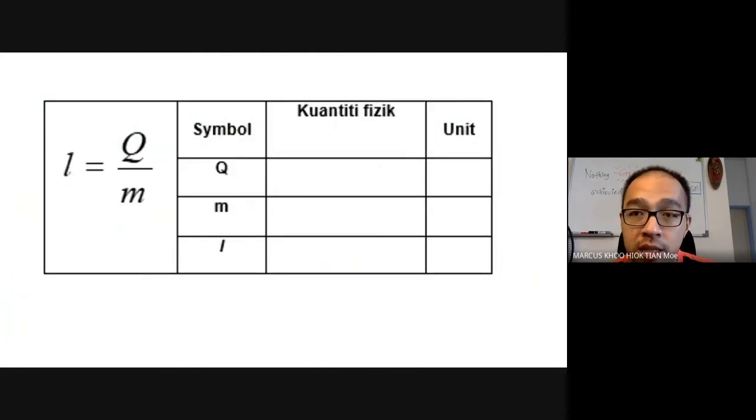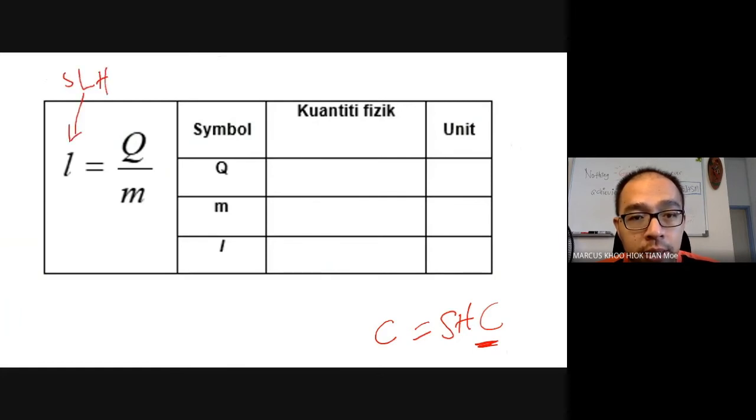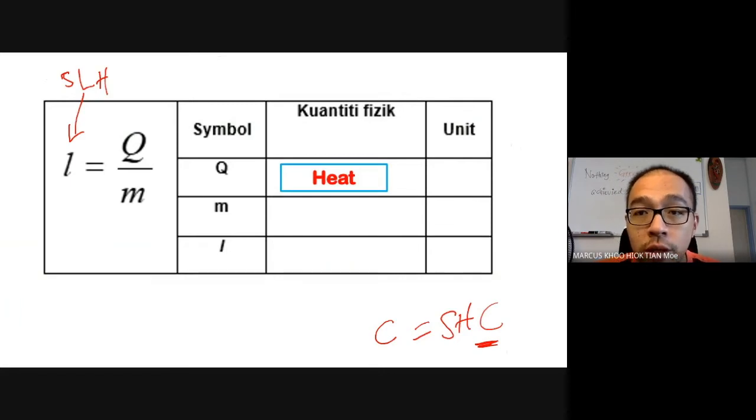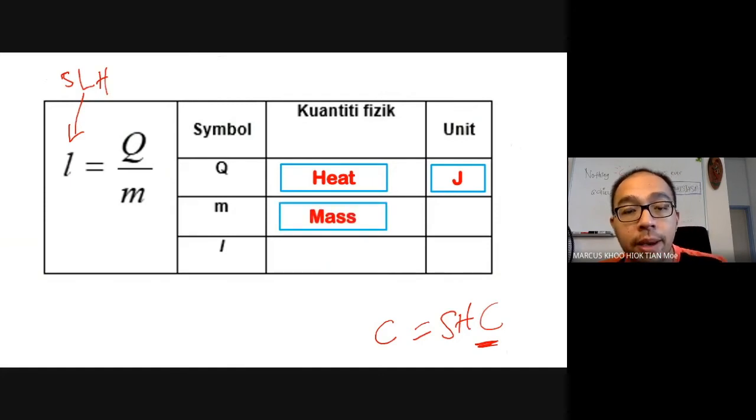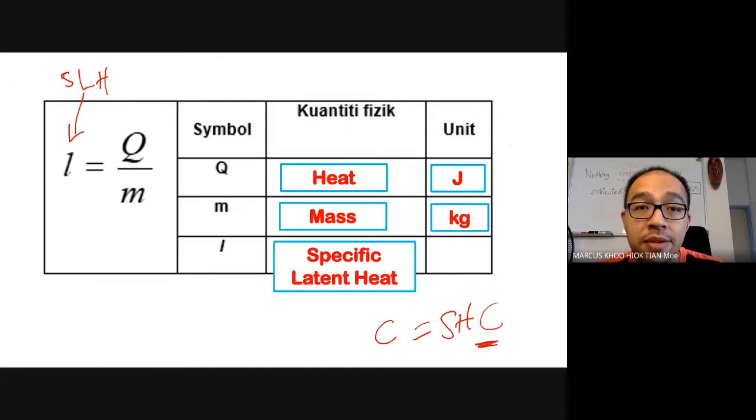So the formula for specific latent heat, the letter is L. L for latent. Specific heat capacity was C, because of the word capacity, C. But specific latent heat, SLH, we use the L over here. So latent for L. So L equals Q over M. Q will be the amount of heat you provide. The unit for Q will be joules. M, as always, is the mass, and the unit for mass is always kilogram. And L is the specific latent heat.